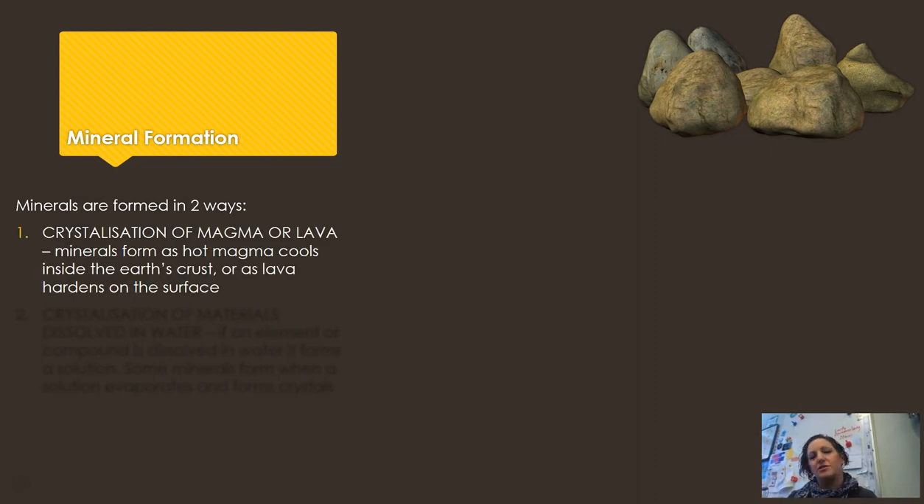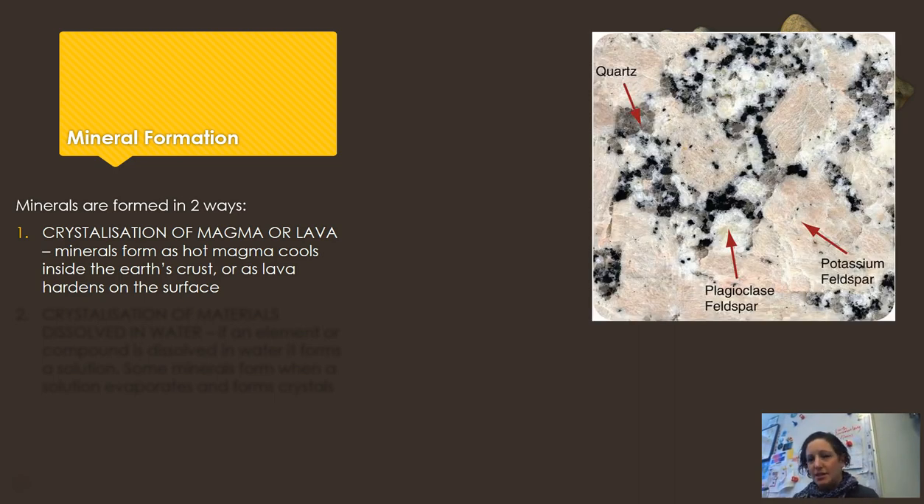So minerals can be formed in 2 ways. The first is through the crystallization of magma or lava. So minerals form as the hot lava cools inside the Earth's crust or as lava hardens on the surface. So you can see the different minerals in this piece of granite. So there's a bit of quartz, there's feldspar in there too.